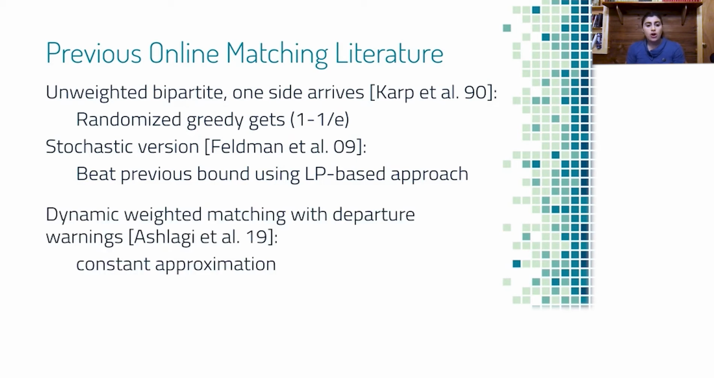Maybe more relevant to our work is Ashlagi's paper on dynamic weighted matching with departure warnings. Very similar to our paper, they're looking at not just one side of a graph coming in, but having all nodes within a graph arriving and departing from a system and having to match them while they're there. They get a constant approximation, but in their case, they're looking at announced departures. They allow the nodes to declare that they're going to leave before they leave. In this case, they're able to get their solution by taking action when those departures are declared. In our model, we don't allow this.